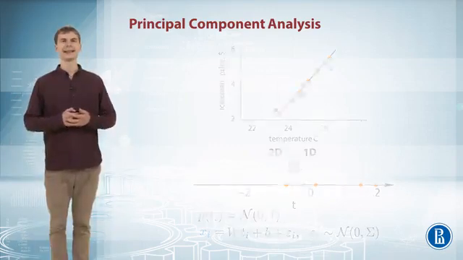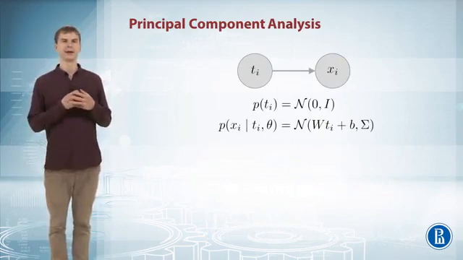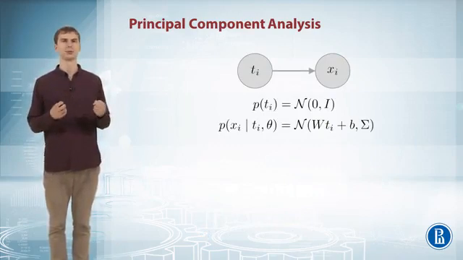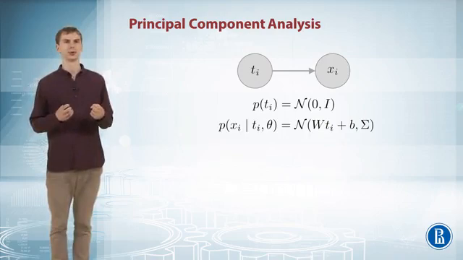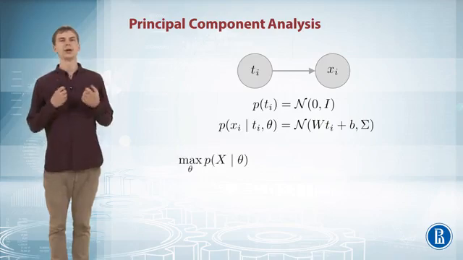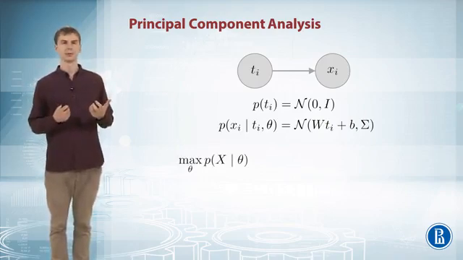Okay, so we have a latent variable model like this. Ti causes Xi, and we have defined the model fully. We have a prior, P of Ti is standard normal, and we have a likelihood, so Xi given Ti is also some normal distribution. Now we want to train this kind of model, so we want to find the parameters, for example, by maximum likelihood estimation.